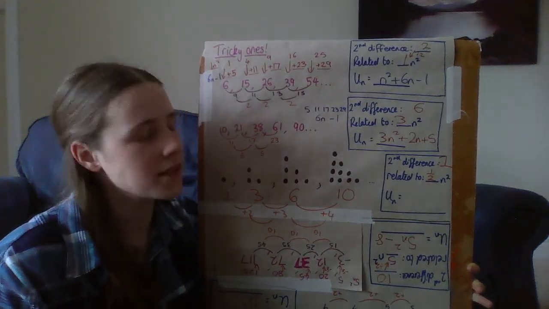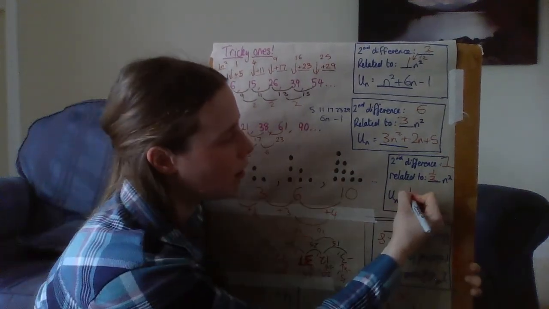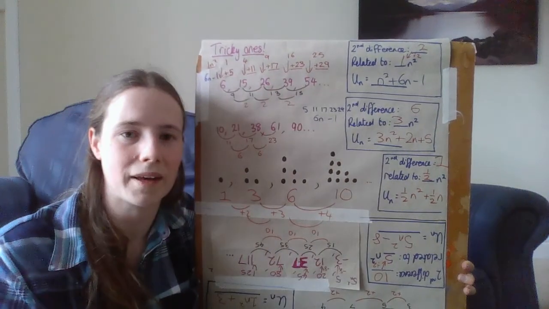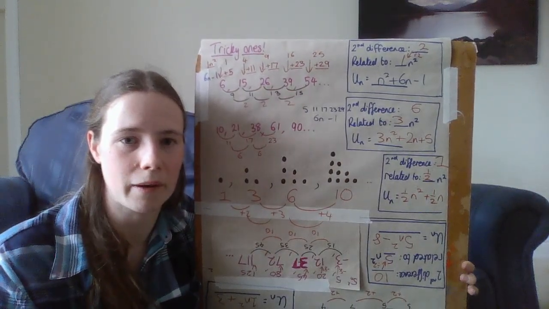So the formula for this sequence is actually half n squared plus half n. It's quite a complicated one, that. Really well done if you managed to work that one out before I went through it.